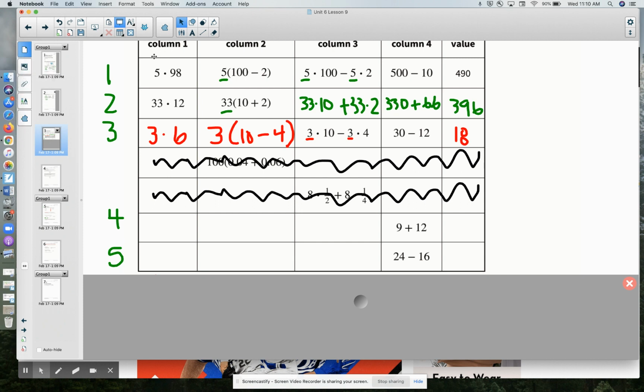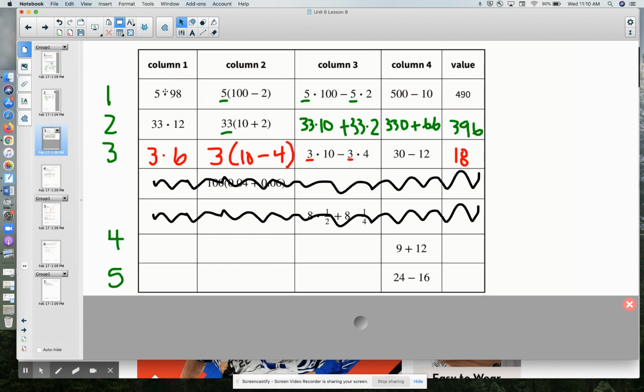So, again, we've got 5 times 98, okay? And then the 5 times 98 becomes 5 times (100 minus 2). And then we can distribute it and say 5 times 100, and then 5 times 2. And then that equals 500, and that equals 10. So the answer is 490.